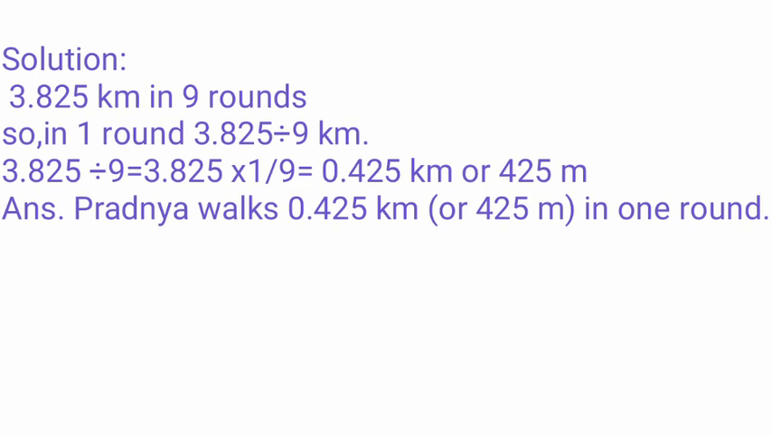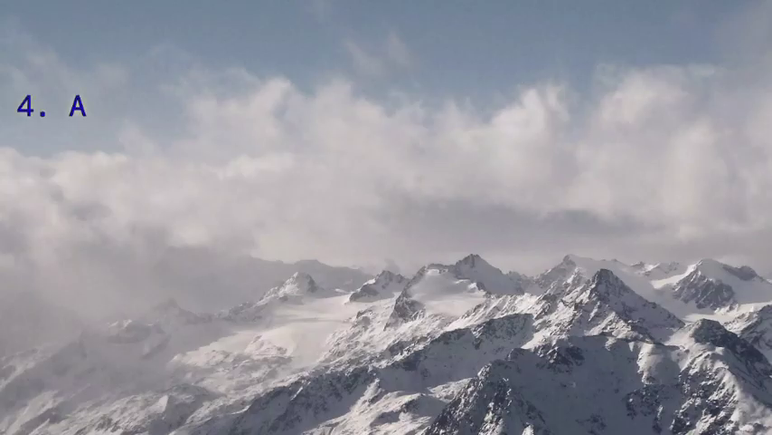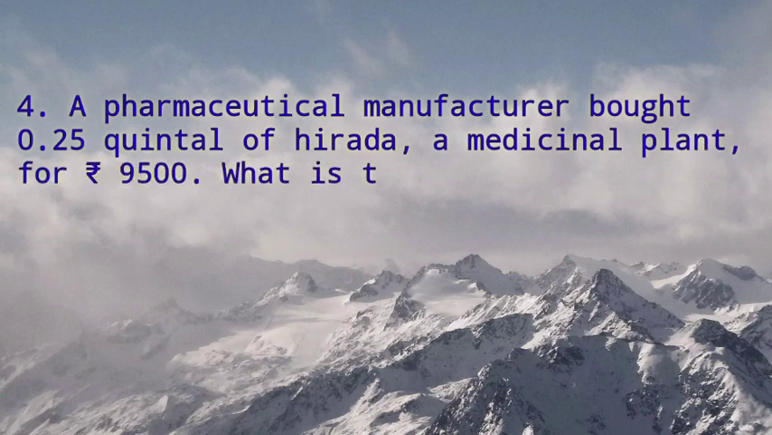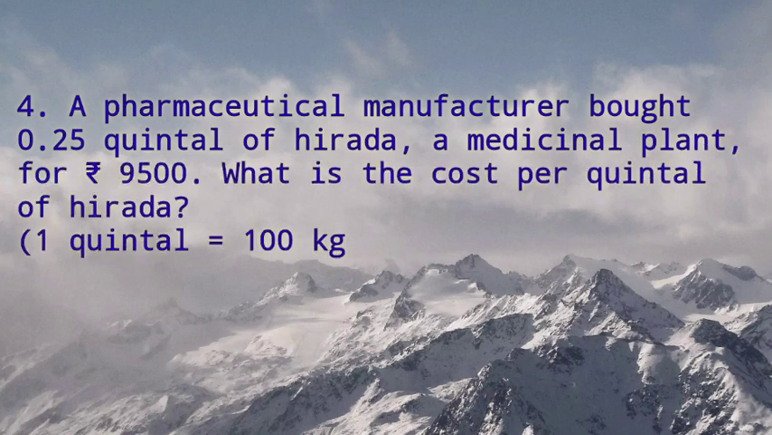Children, let us go ahead. Question number 4. A pharmaceutical manufacturer bought 0.25 quintal of Heda, a medicinal plant, for rupees 9,500. What is the cost per quintal of Heda? 1 quintal is equal to 100 kg. It is mentioned here in the question. Let us see the solution, students.